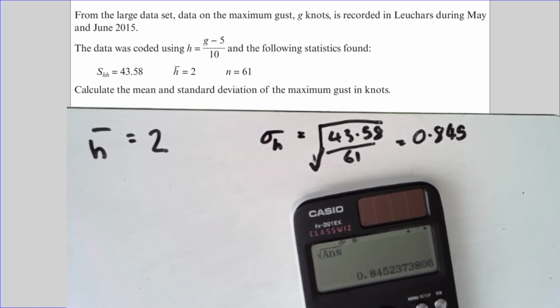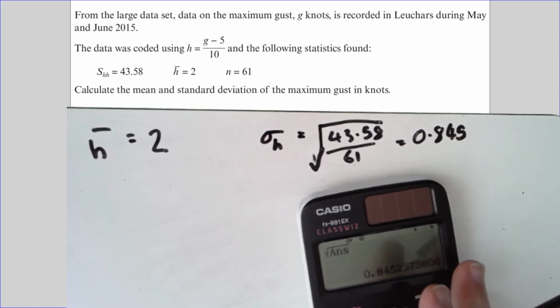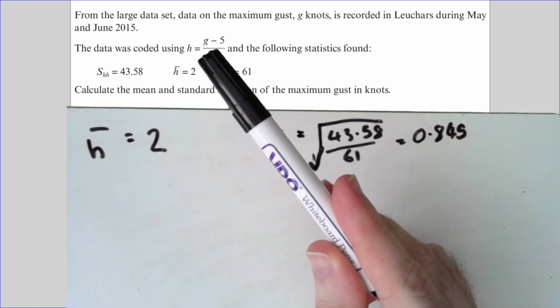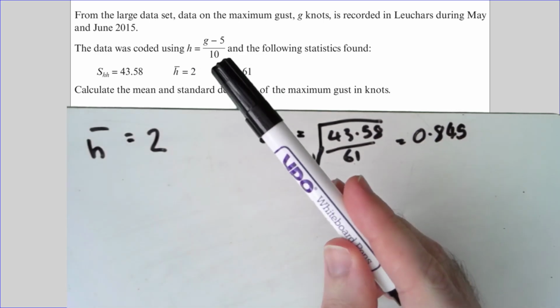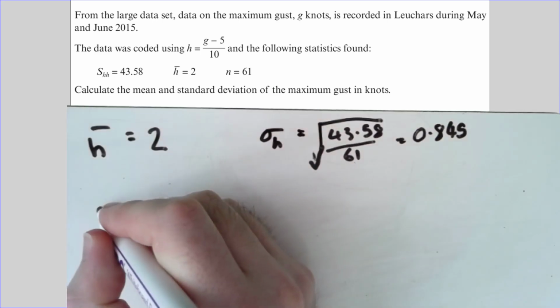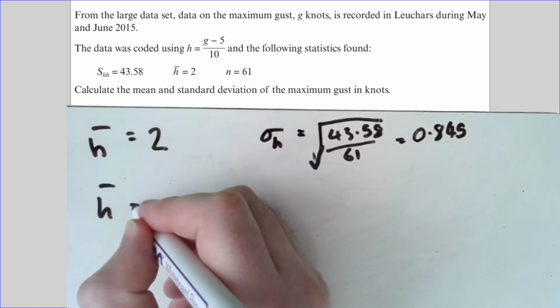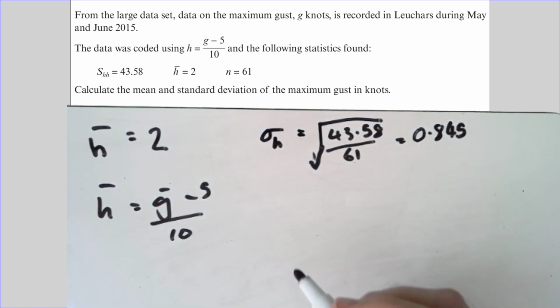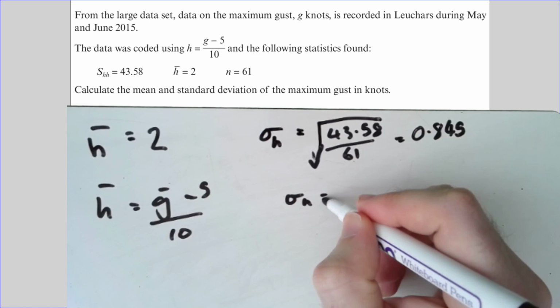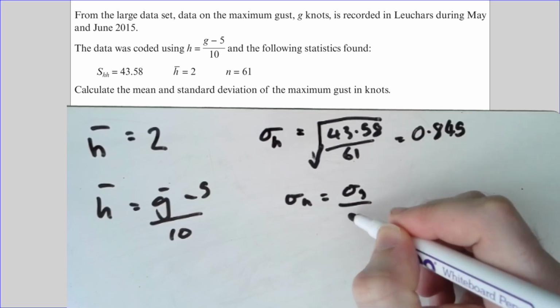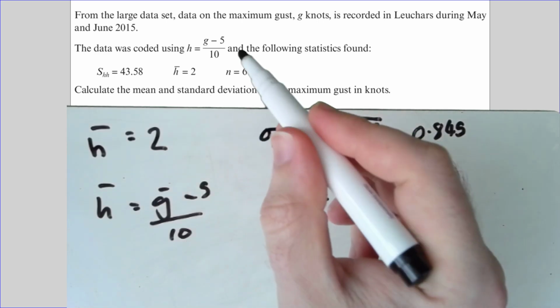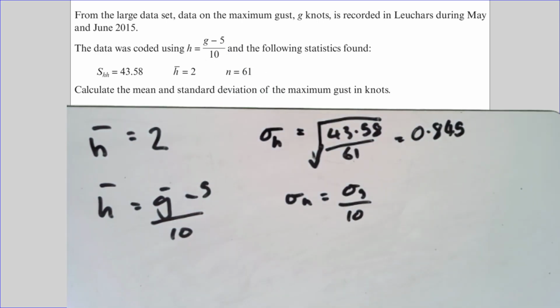In here we're asked to find the standard deviation and mean for the maximum gust. Looking at our formula in here, so our formula in here tells us that to get h we do g take away 5 divided by 10. So we know that h bar is g bar minus 5 all over 10. And sigma h is sigma g over 10. And we're going to ignore the minus 5 from here because it doesn't affect standard deviation coding.